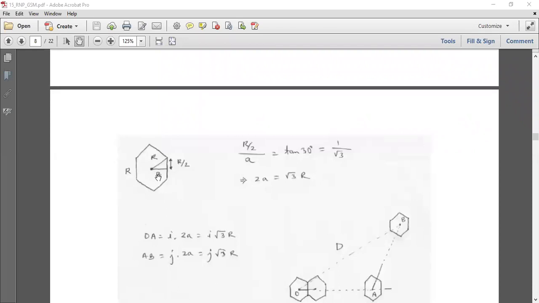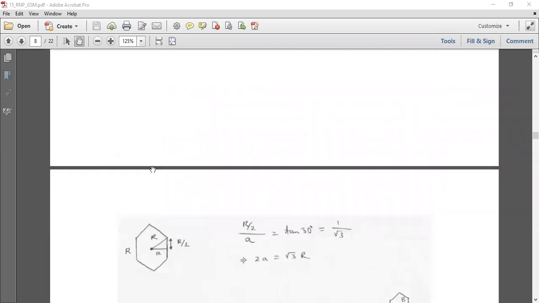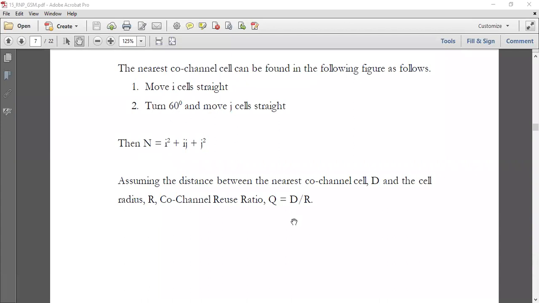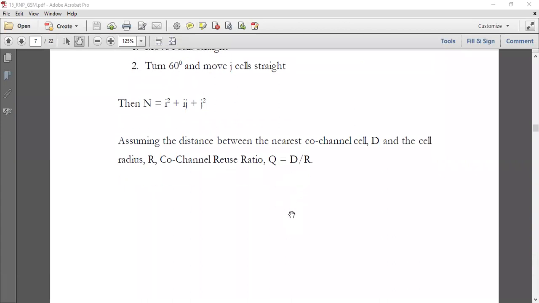Consider SINR, desired power over undesired power. If R is lower, your signal will be better. If your D is higher, then the interference power will be lower, so that's also a better condition. So D by R, the co-channel reuse ratio Q, can be indicative of how good the condition is in terms of SINR.